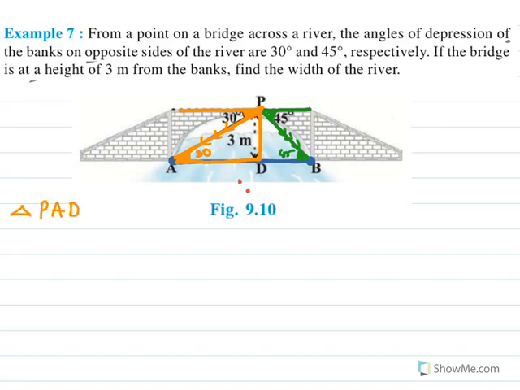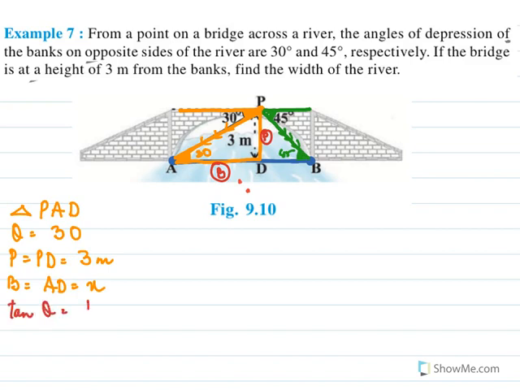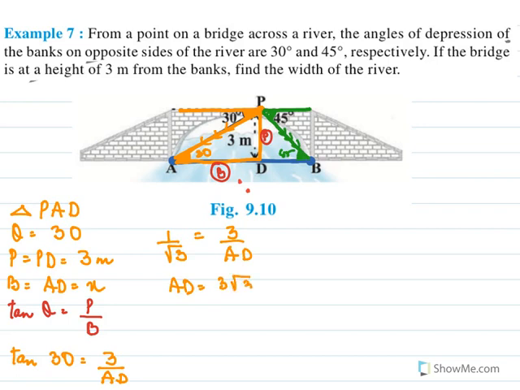We will find the base and perpendicular. So we have triangle PAD. For PAD, here is the perpendicular and this is the base. So let's write that. Theta is 30. The perpendicular is PD, which we know is 3 meter, and the base is AD, which we don't know, we call it x. So we'll find tan theta, perpendicular over base, that is tan 30, perpendicular 3, base AD. Tan 30 is 1 by root 3, so 1 by root 3 is 3 over AD, and I have my AD equal to 3 root 3.